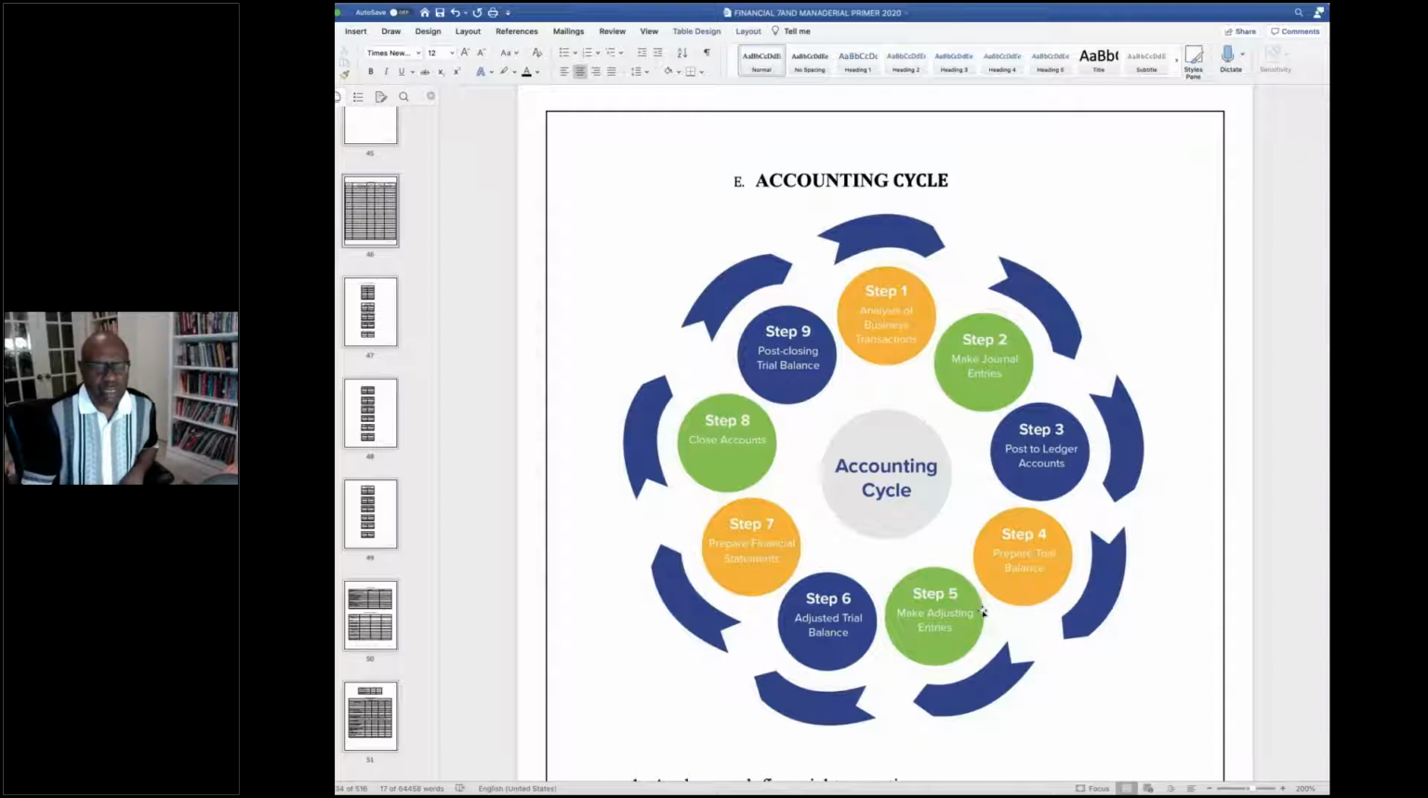That is going to lead us to step 7, preparing the financial statement, which is our goal in the course: to learn how to prepare an income statement, a statement of retained earnings, a balance sheet, and eventually a statement of cash flow. But we will simply be looking at the first 3 of those steps in this lecture.